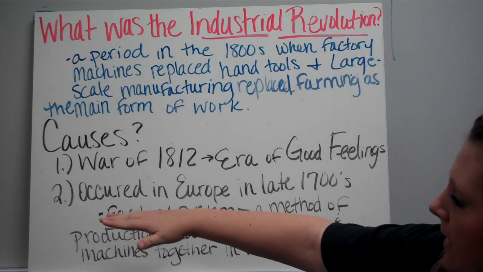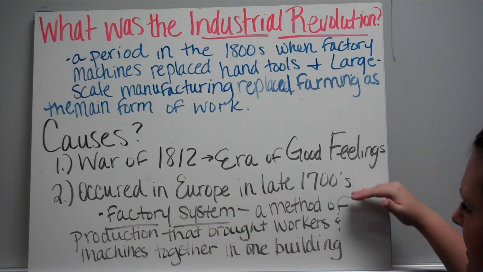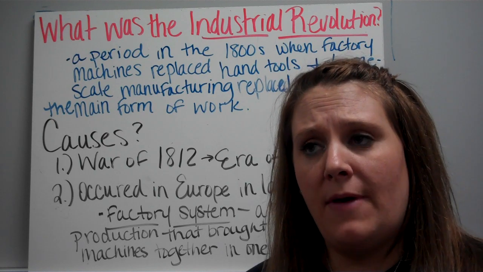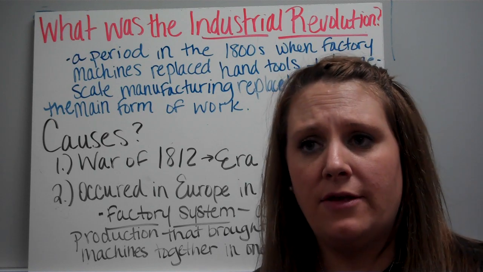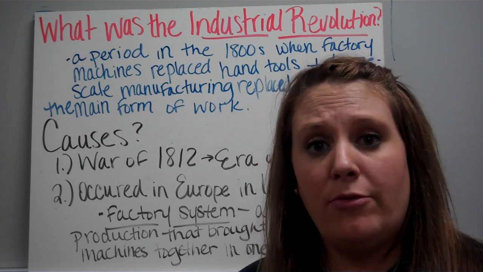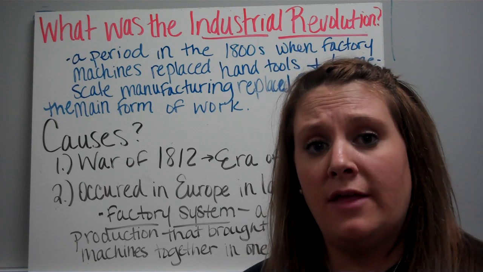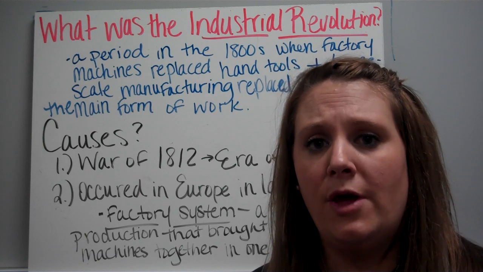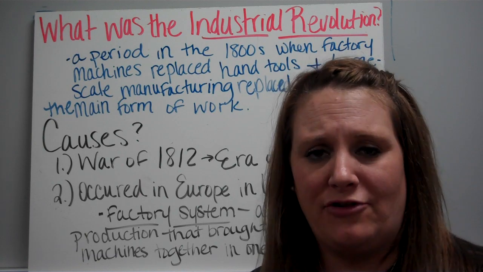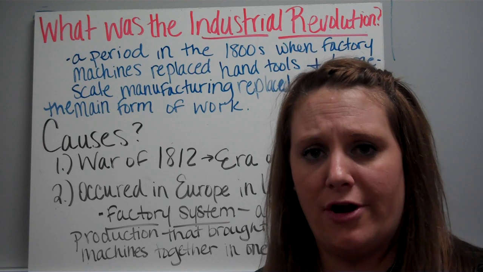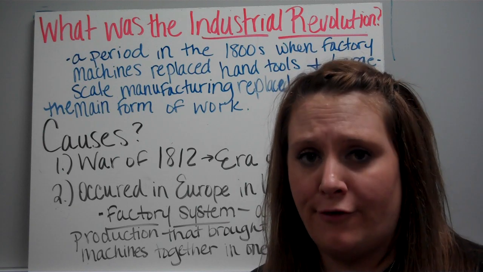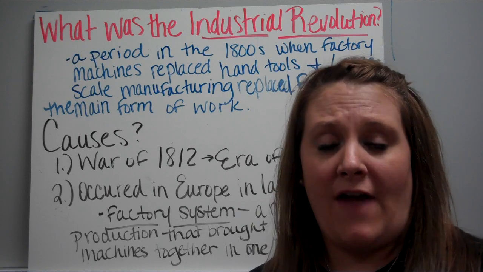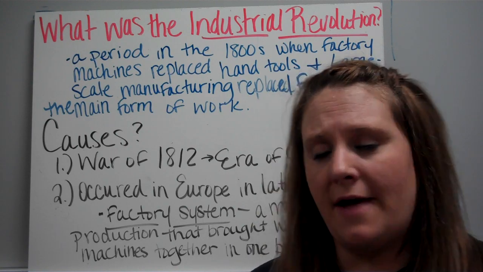Number two, it had occurred in Europe in the late 1700s, so we were about 100 years behind Europe, but a lot of people that had worked in factories in Europe then came over to America and showed Americans how to create the same type of factory system as they had had in Europe, and they were able to go from factory workers in England to factory owners in America.